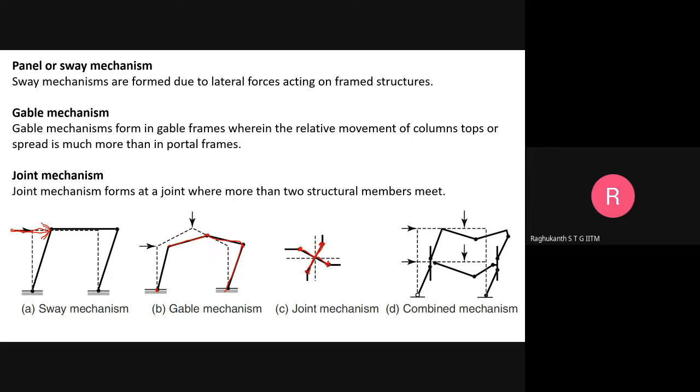See, like this is a 2-story frame. You can see the column, the top column wall. Here you have a joint, and you can see the hinge has formed here, hinge has formed here, hinge has formed here. So this is what we call a joint mechanism also.